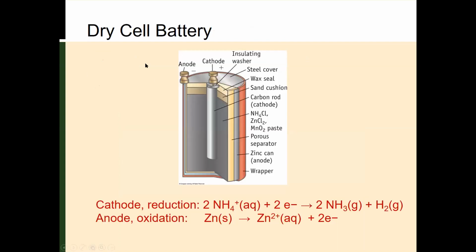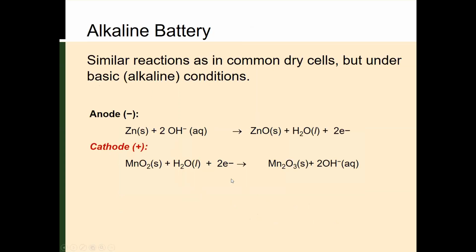All right, now one of the first batteries that was used commonly was a dry cell battery. And here you have the anode and the cathode. And the reaction, you'll notice here, produces ammonia gas and hydrogen gas. Now this can give you a fairly decent amount of electricity to use, but one of the problems is that we produce gases.